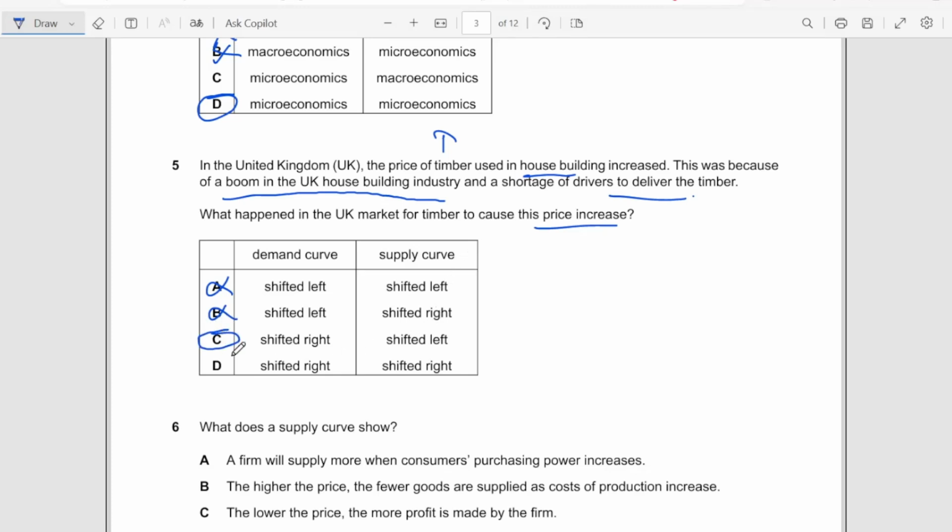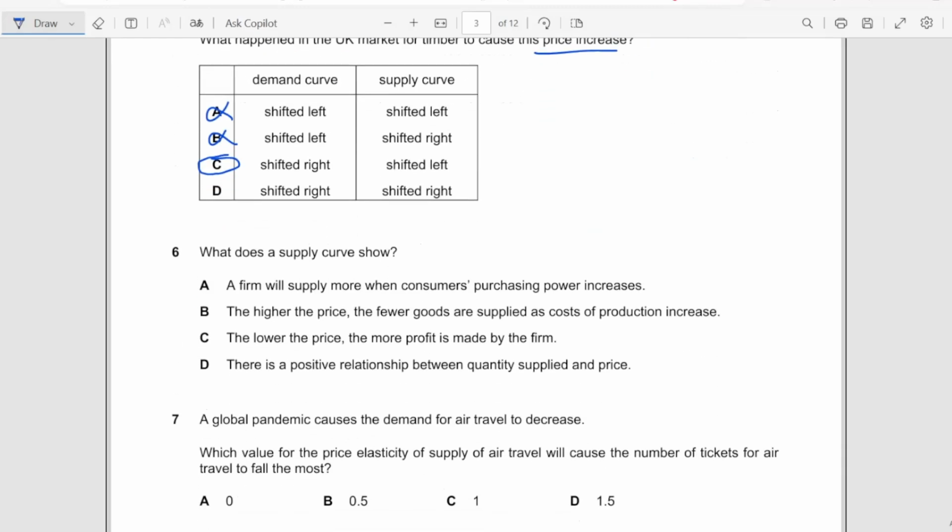So we're going to go with option C over here. Supply curve shifts towards the left due to a shortage of drivers, and the demand curve shifts towards the right due to an increase in the demand for houses, which in turn results in an increase in demand for timber.